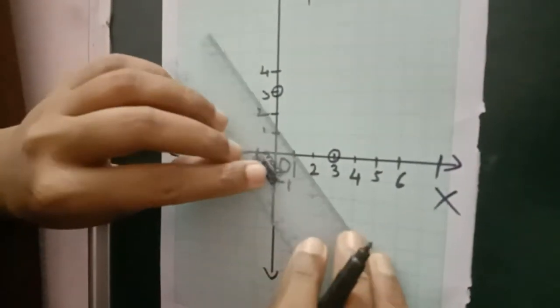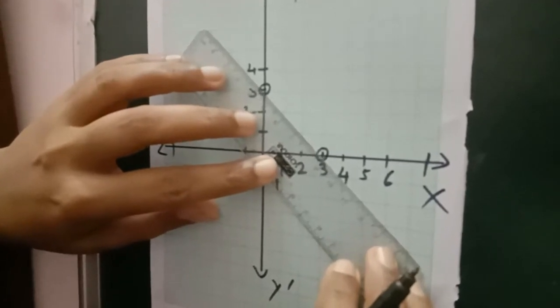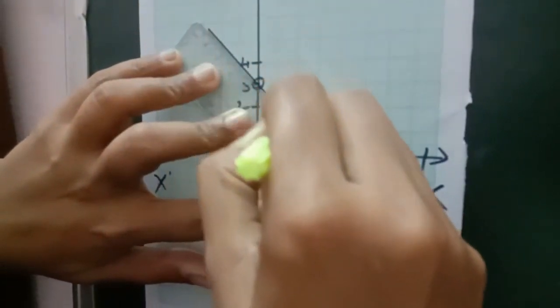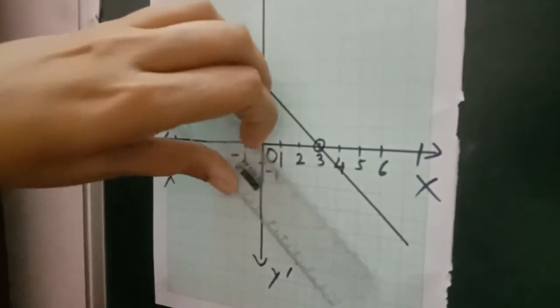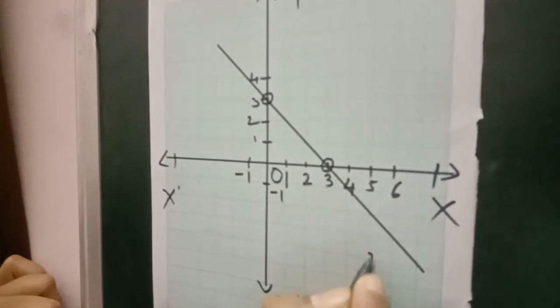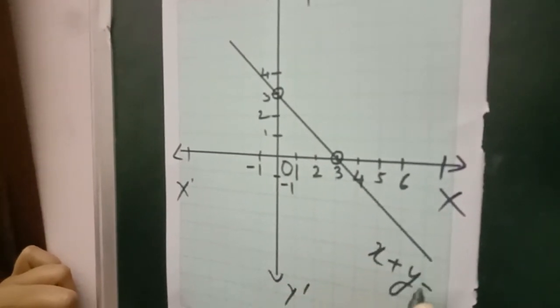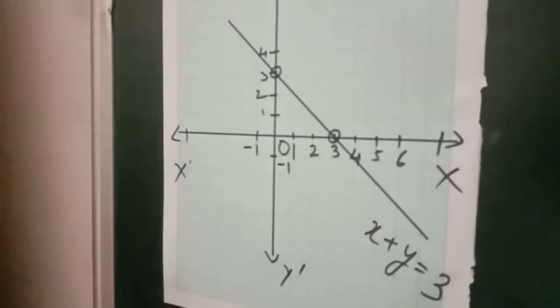Now what we will do? We will draw a line which passes through these 2 points. It should always be a straight line. So this is the graph for our equation x plus y is equal to 3.